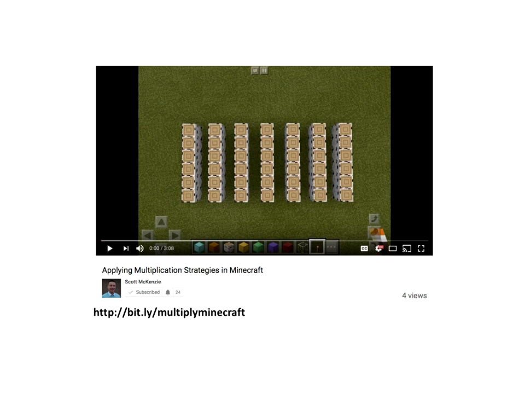This again, sorry, but another short video. This is multiplication strategies in Minecraft. It's a short video again. It's 3 minutes and 8 seconds. So if you could please watch the video, and then when you come back, just think of how you could possibly show Minecraft multiplication in your classroom.